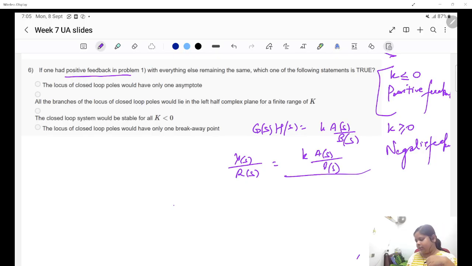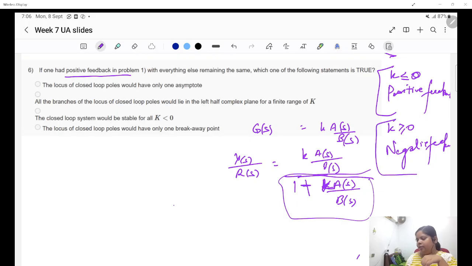I should not take Hs here. Hs is 1 + K Gs upon Ps. In my case, it is K less than 0 and positive feedback, which means it is 1 minus K Gs upon Ps. What if I invert the sign of Ks and say K is greater than 0? Then I'll have to invert this sign also. So this becomes negative feedback with K greater than or equal to 0.